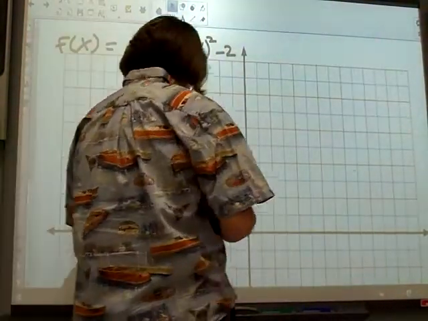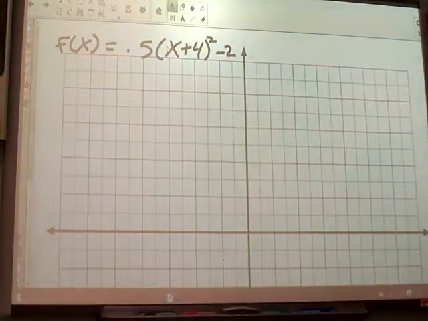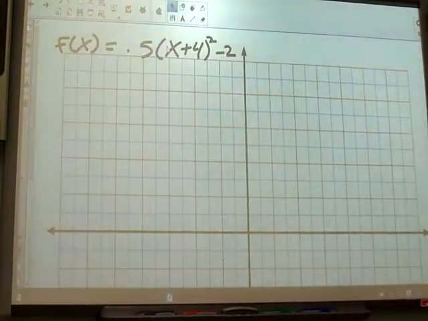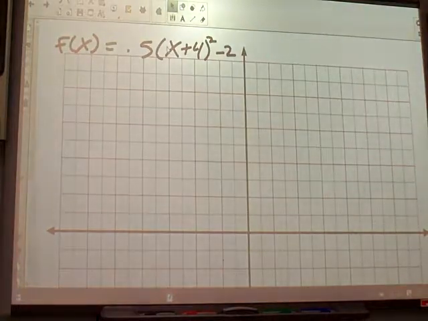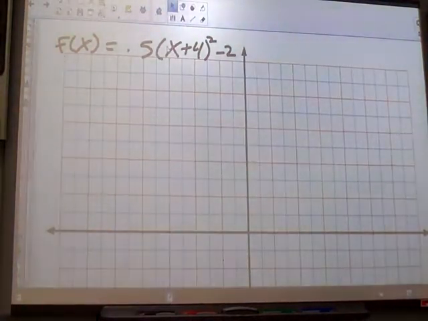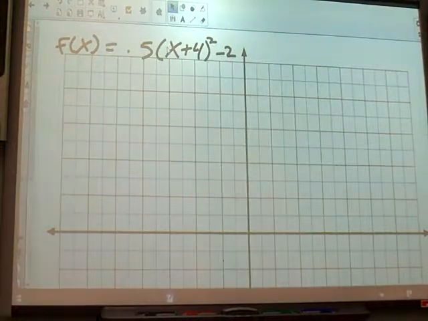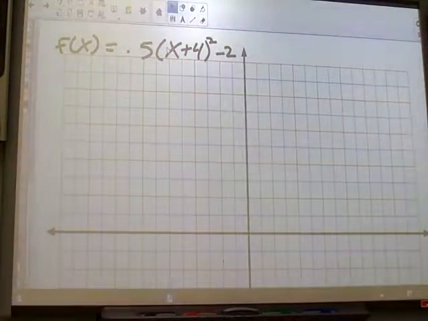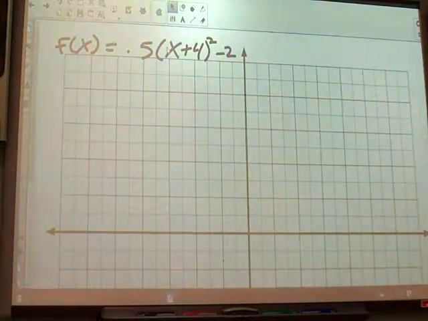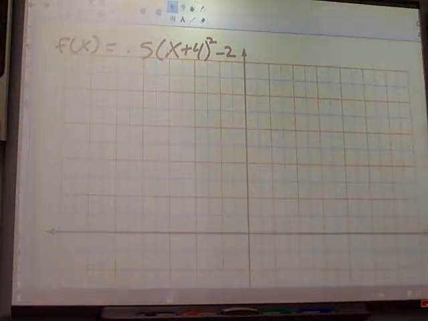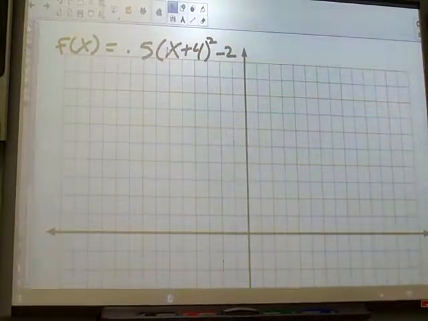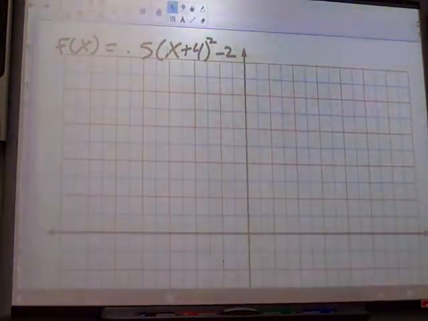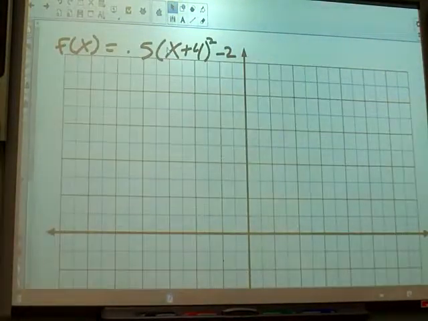So this one says f of x equals 0.5 times (x plus 4) squared minus 2. All right, what I want you to try right now on your own note paper is to get a graph of it and be able to identify the vertex, the axis of symmetry. Is it a minimum or a maximum? And what is the minimum or the maximum? So give all that a whirl. I'll be listening and watching.